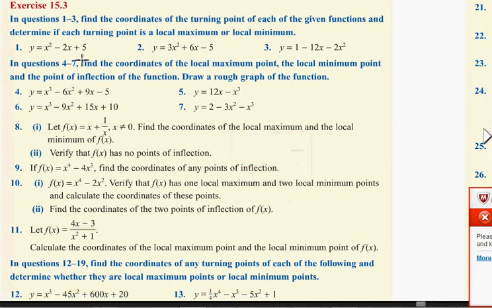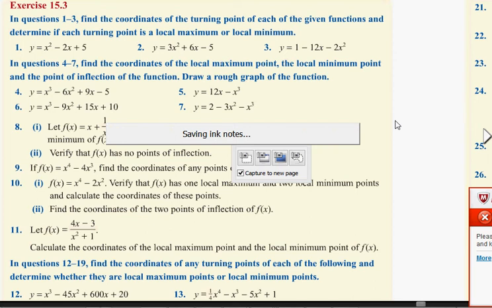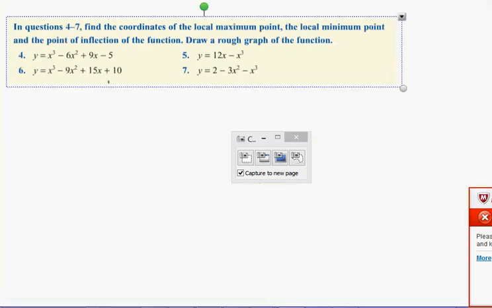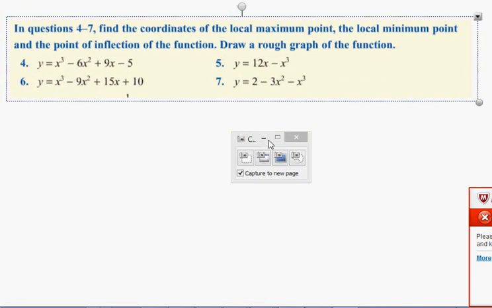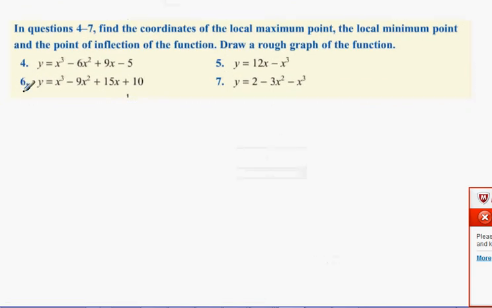So what I want to do is find the coordinates of the local maximum, local minimum point, and the point of inflection of the function. Draw a rough graph of the function. Okay, so here's what we're going to do. We're going to grab one of these. I'll do number 6. Can anybody tell me what shape this is? It's going to be maximum followed by minimum to my knowledge.